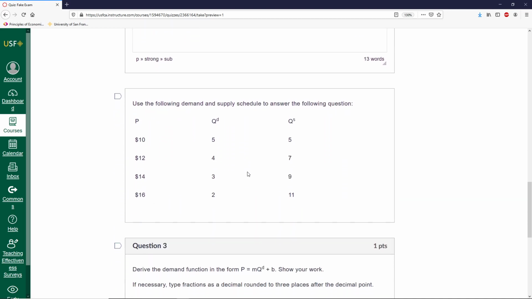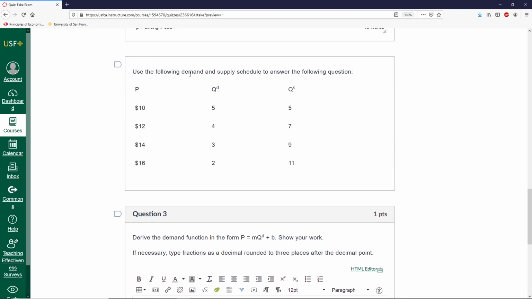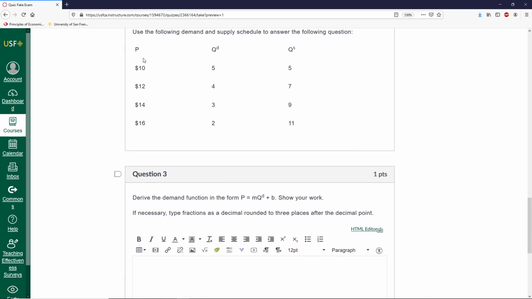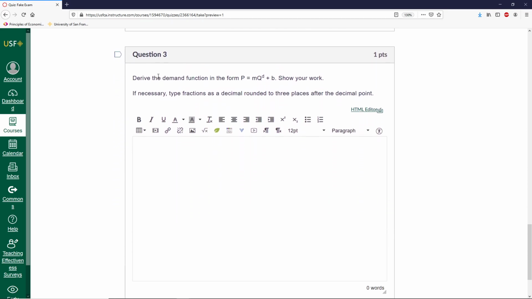Okay, I have one last example here to show you for this, and that is here, it says use the following demand and supply schedule to answer the following question. So question 3 down here. So here we have a list of prices, 10, 12, 14, 16, list of quantity demanded here, QD, 5, 4, 3, 2, and quantity supplied, 5, 7, 9, 11. Okay, so here it says derive the demand function in the form P is equal to MQD plus B, show your work. Again, if necessary, type fractions as a decimal rounded to 3 places after the decimal point.